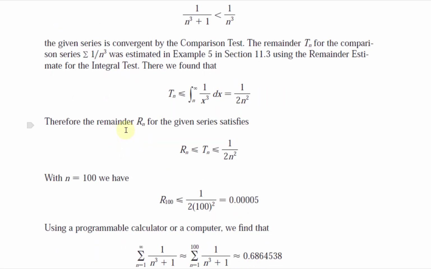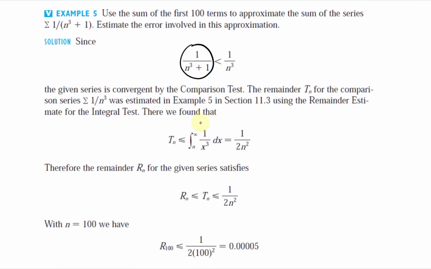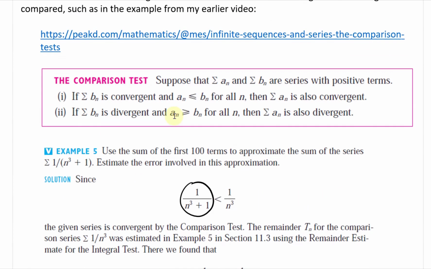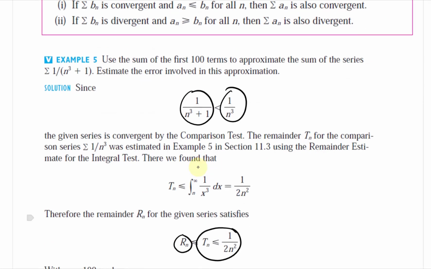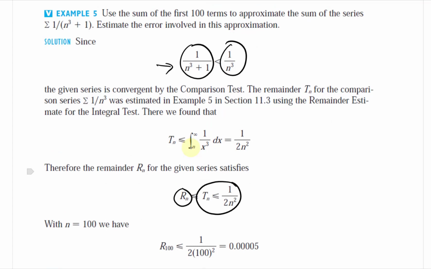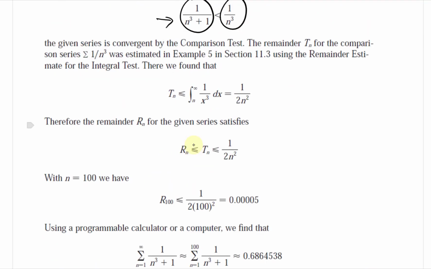Therefore, the remainder Rn for the given series, this one here, is going to be less than the remainder of the comparison one. This right here is less than this right here, because in the comparison test, this series has smaller terms. This one is convergent, but all of these terms are smaller, so this is also convergent. The remainder is going to be the same, but with smaller terms, so every single one is going to be smaller. So there is how we could use the estimate setup there.